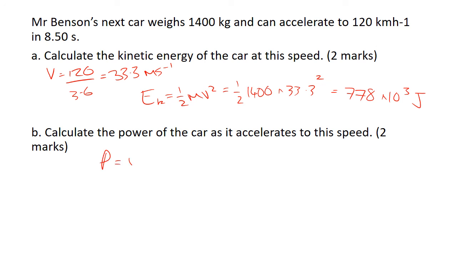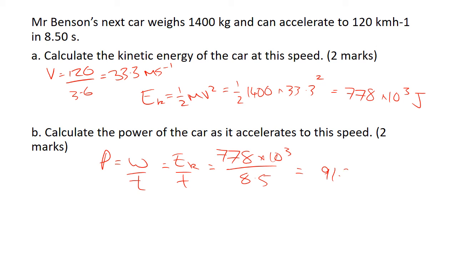Power is just work over time, so it's the same as the kinetic energy over time. So we've gone from no kinetic energy to 778 times 10 to the 3 joules, and we're dividing that by 8.5, and we end up with 91.5 times 10 to the 3 watts.